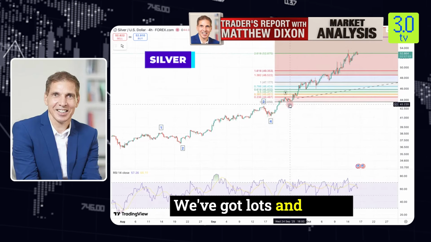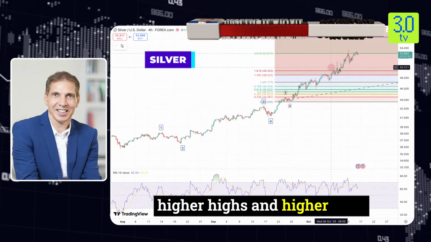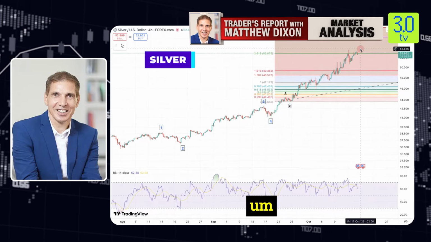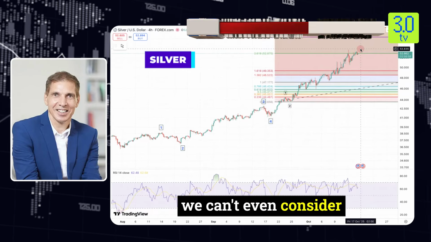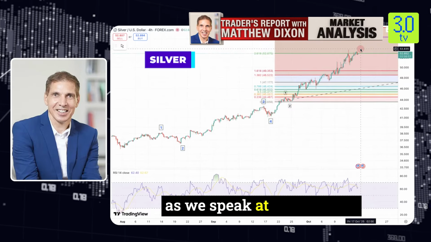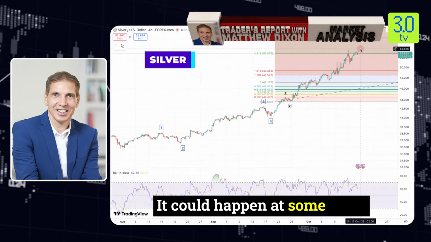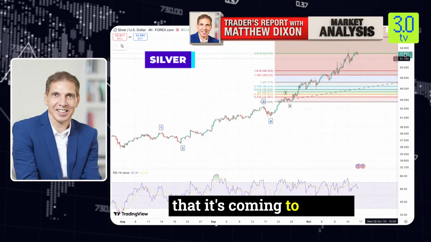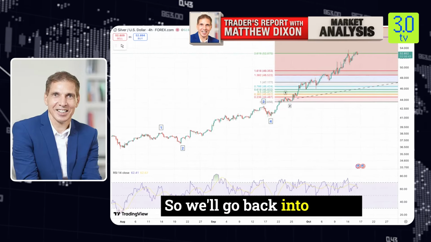We've got lots and lots of higher highs and higher lows. So we're still very much in an uptrend. And until that's broken, we can't even consider an end to this current bull market. It could happen at some point, but at the moment, there's no indications whatsoever that it's coming to an end. So we'll go back into crypto now.